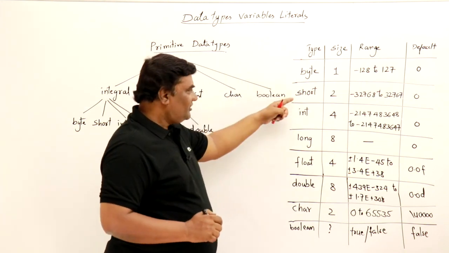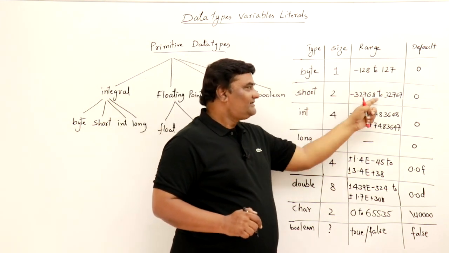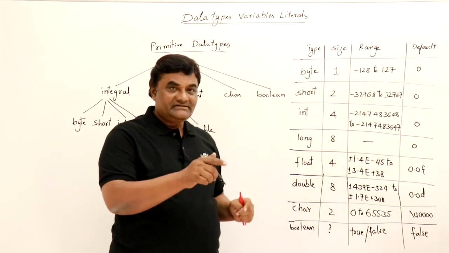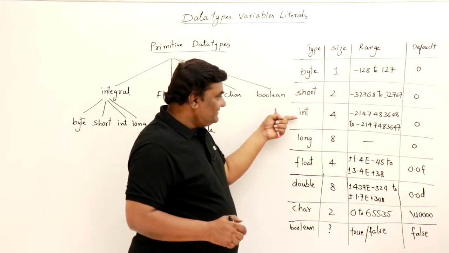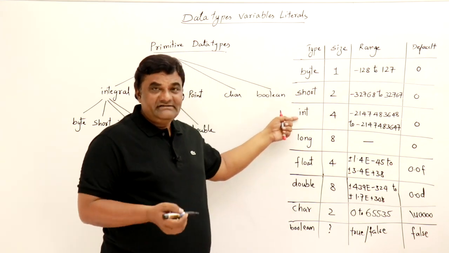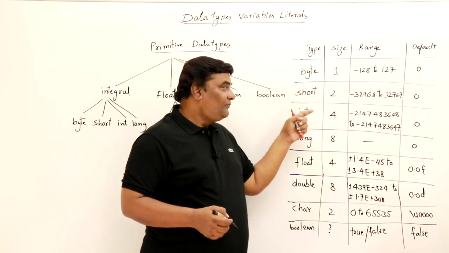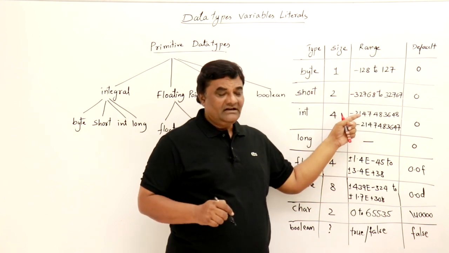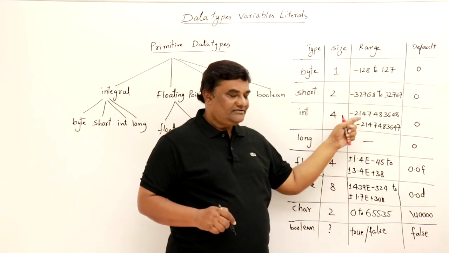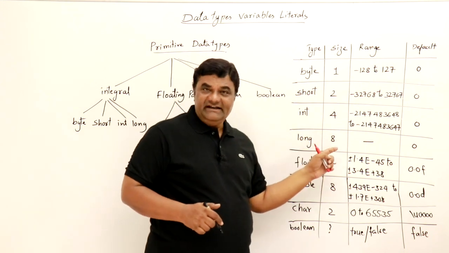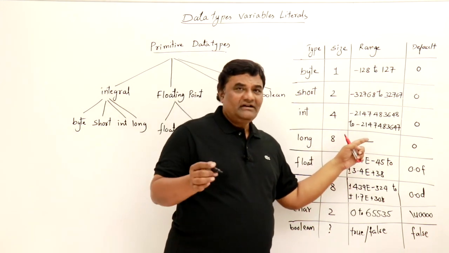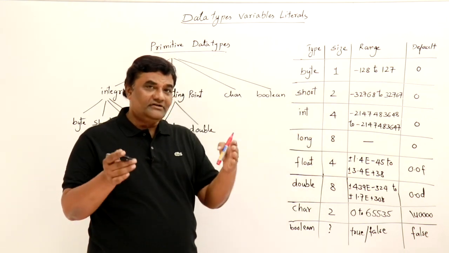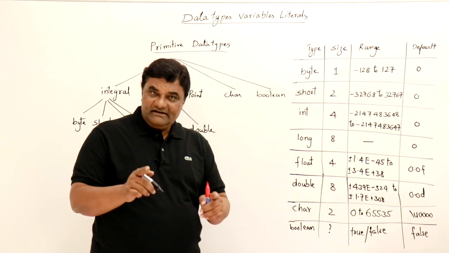Now let us come to short. Short takes 2 bytes and this is the range. You should remember this range, -32768 to 32767. Then int is the most commonly found data type. This is there in C and C++ also. It takes 4 bytes in Java and this is the range. It's better if you remember this range. Up to here you should remember the range. Then long, which takes 8 bytes. I have not written the range, but it is more than 18 digits, because not a full 19 digits. So all these are integral types.